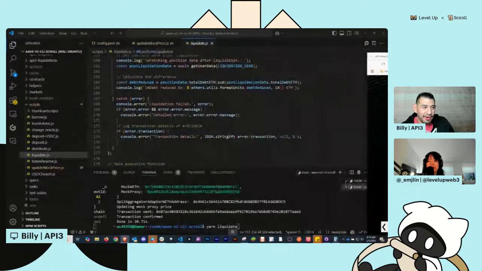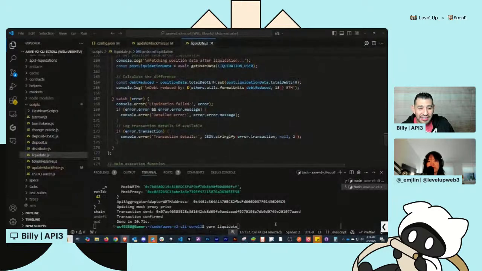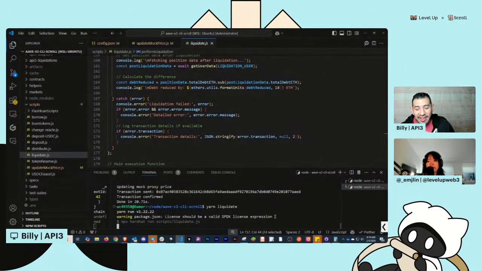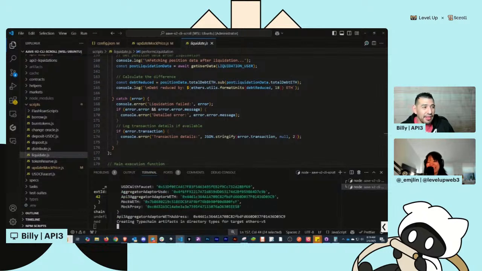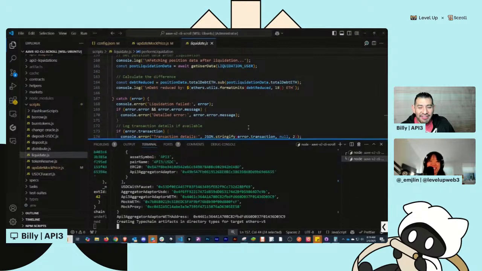All right. And then we're going to run the liquidation, and hopefully the test network actually works. Live coding, and it's going to run through the scripts. You should do this in real time so we can see how much money you make. Never.